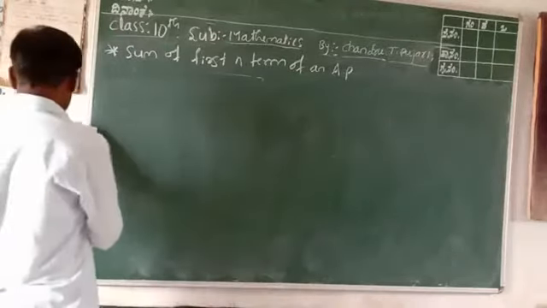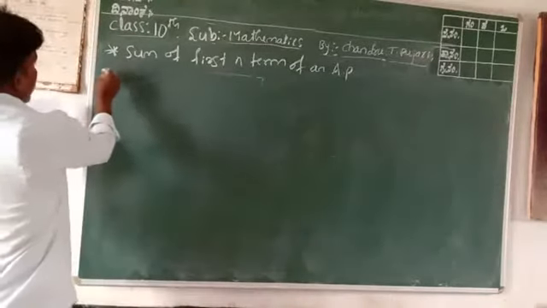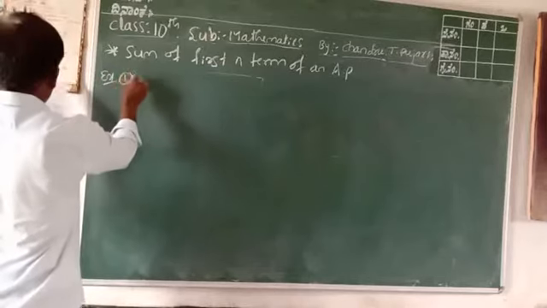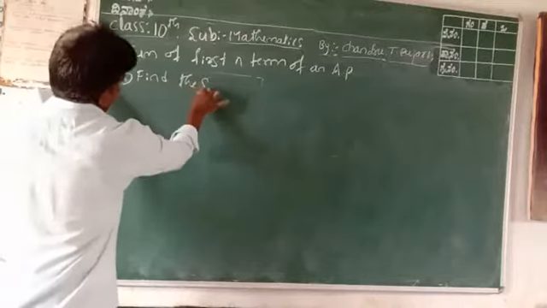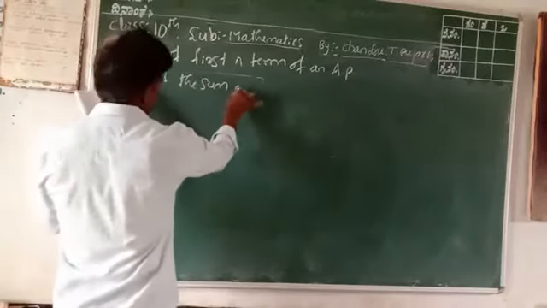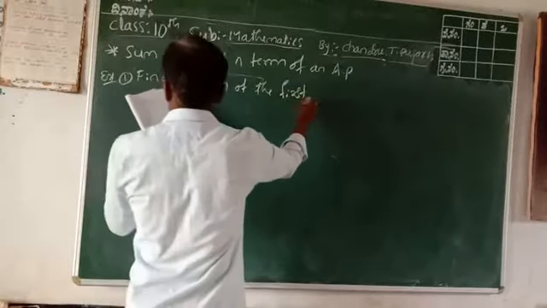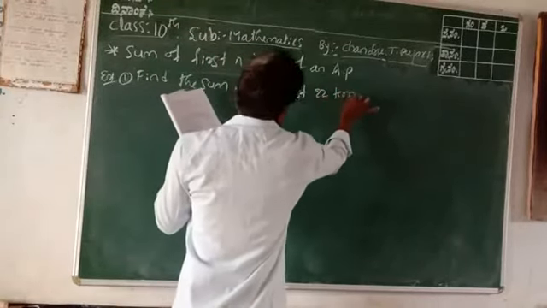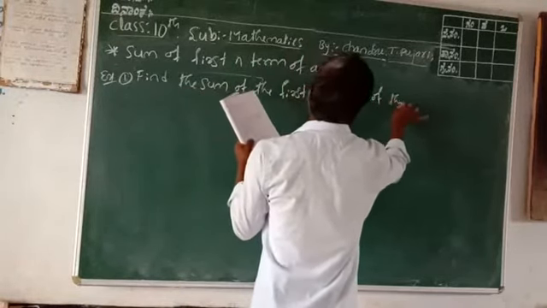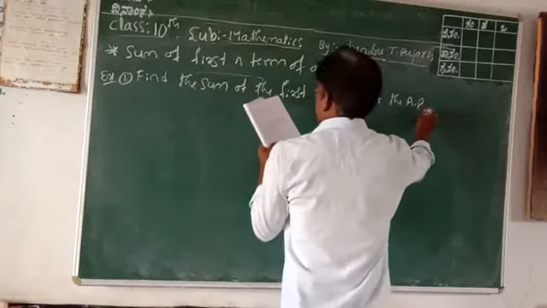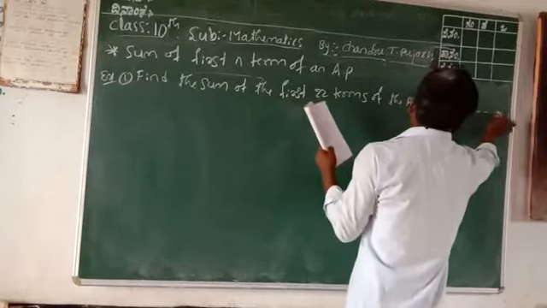Example number 1. Find the sum of the first 22 terms of an AP: 8, 3, -2, and so on.